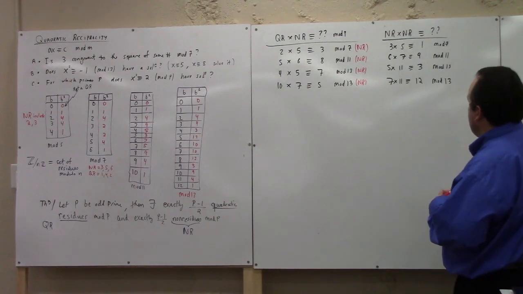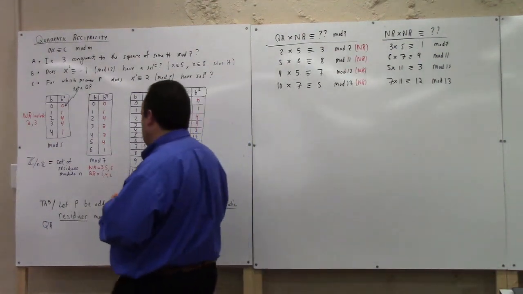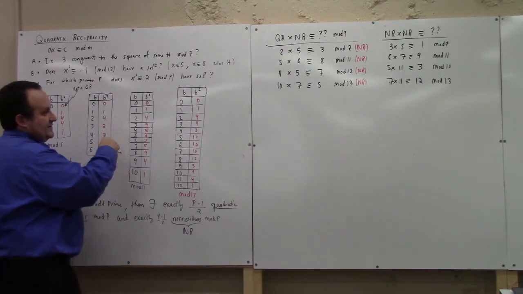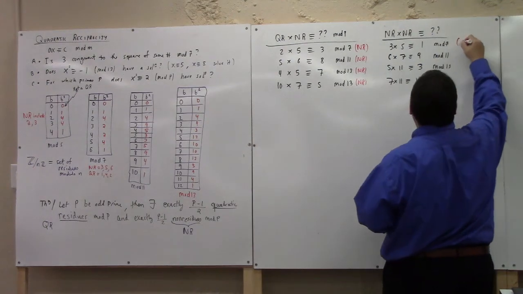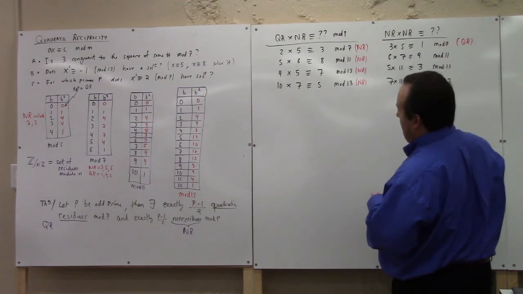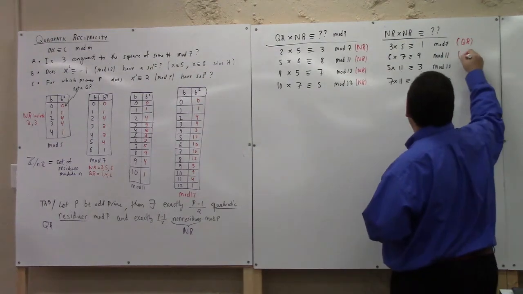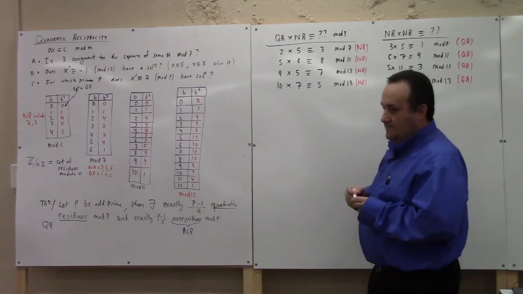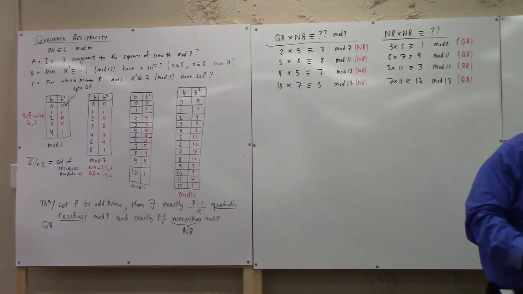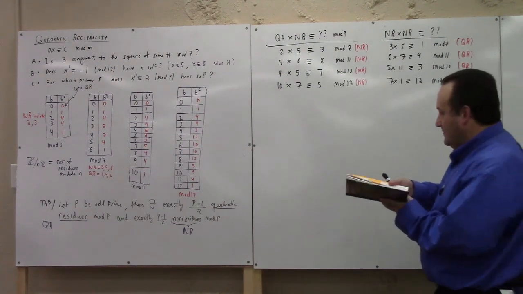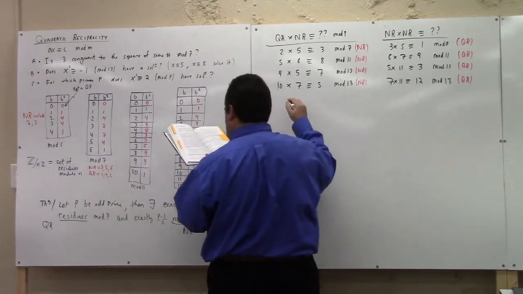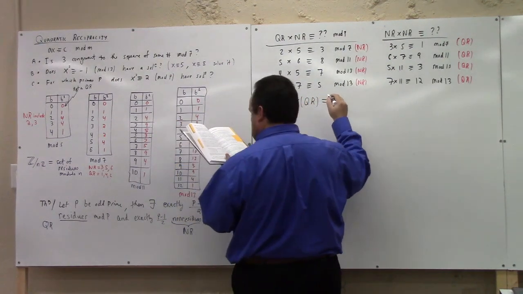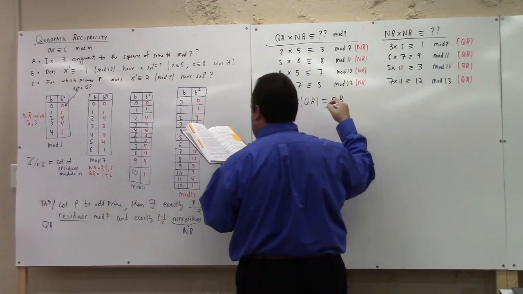And how about non-residue times non-residue? Well, 3 times 5 mod 7. 3 and 5 are non-residues, but when you multiply them together, you get 1. Is 1 a quadratic residue mod 7? It is, so this is a QR. Is 9 a quadratic residue mod 11? Yes, it is. In fact, all 4 of these are, if you look at the data. So Silverman points out that we have the following patterns. In fact, QR times QR is again a QR, although that hasn't been demonstrated in this table.